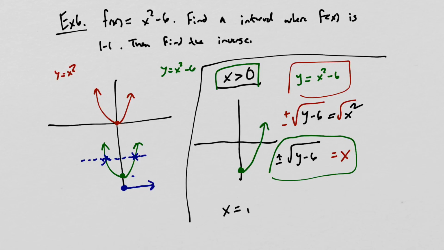What we get then is x is equal to the square root of y plus 6, which means that f inverse is going to be equal to y, which is equal to the square root of x plus 6. And that's our solution.